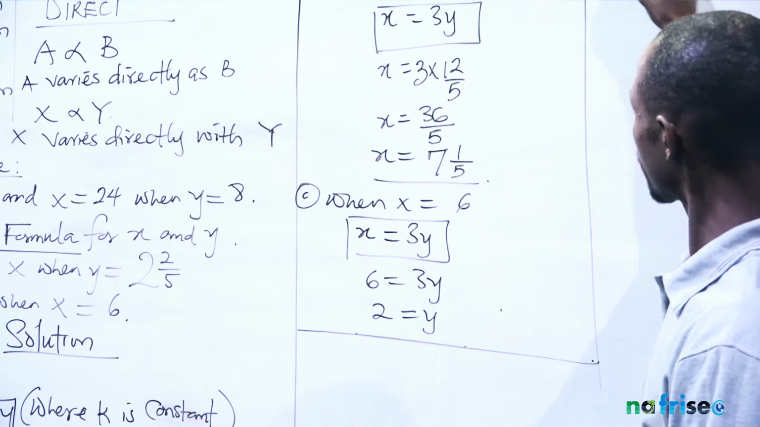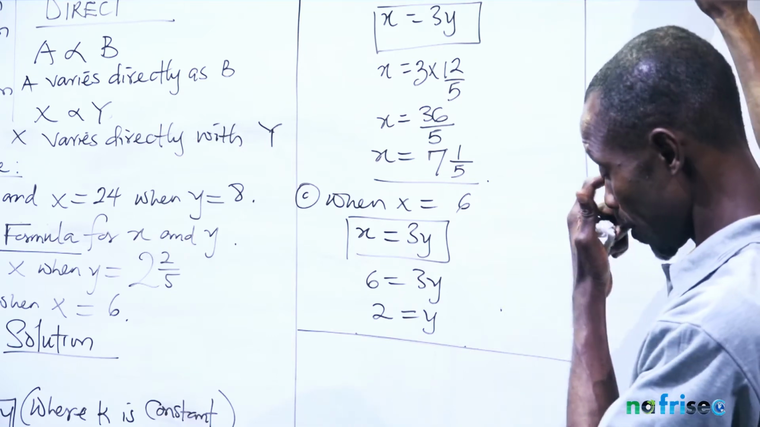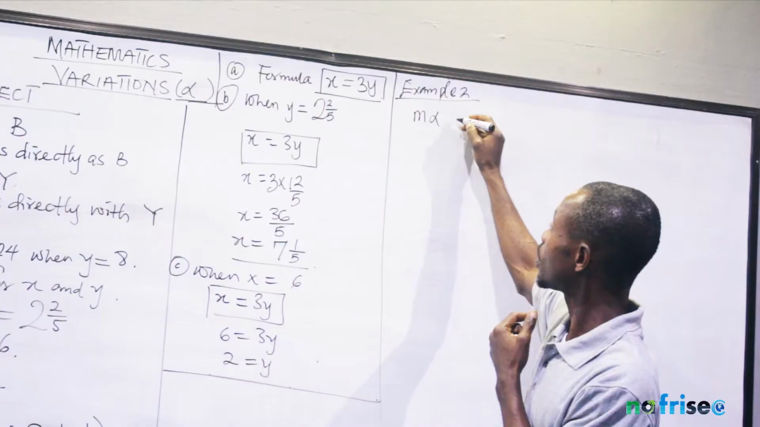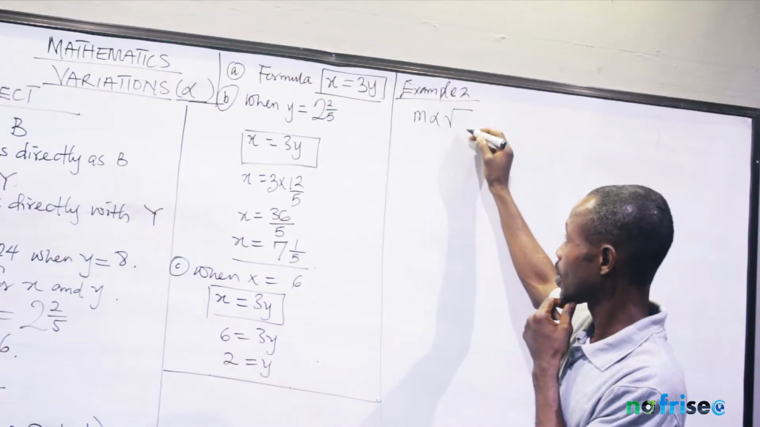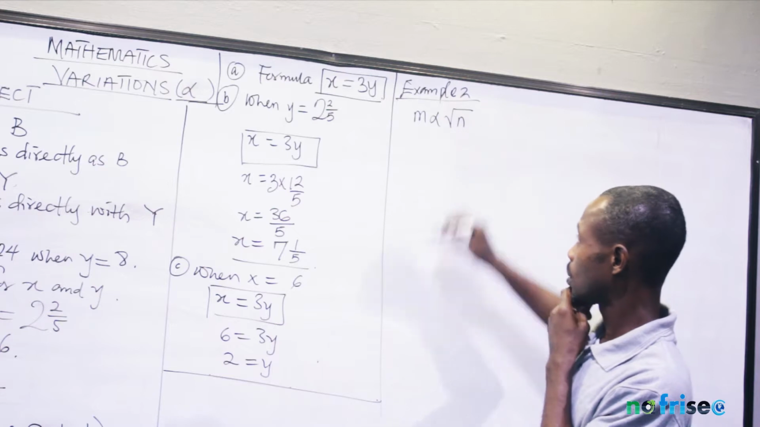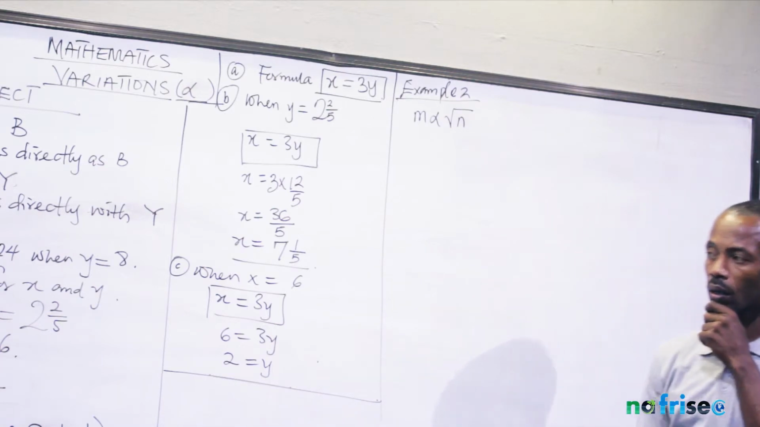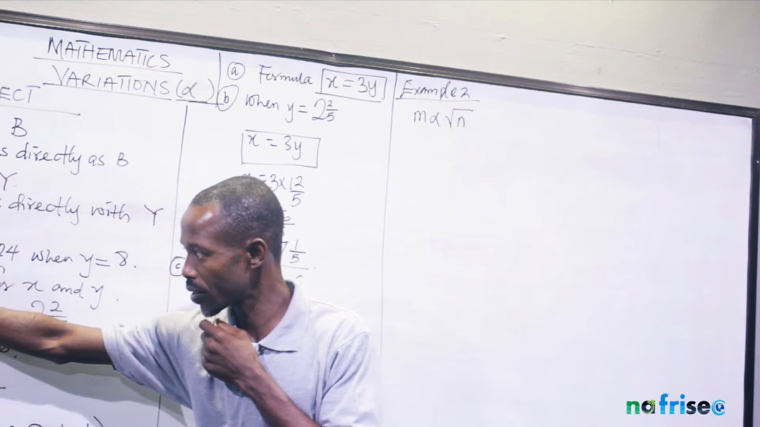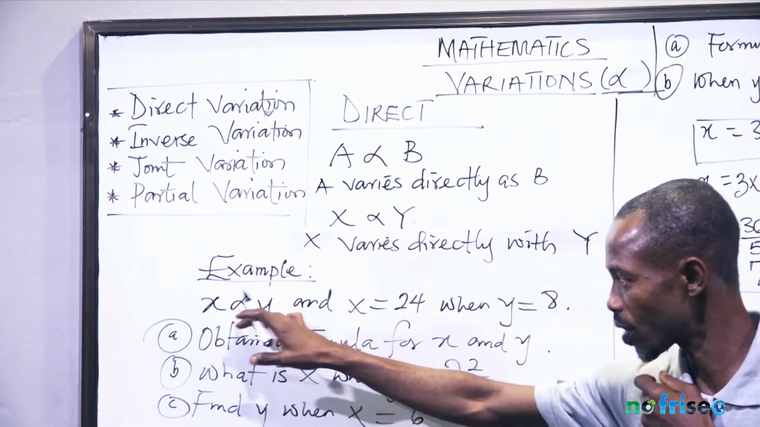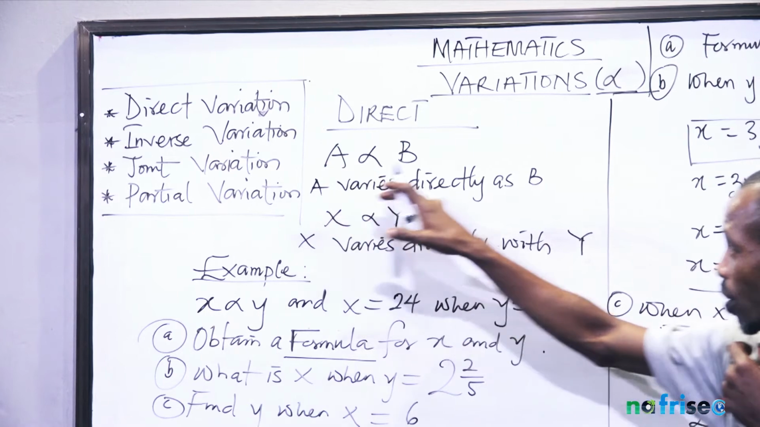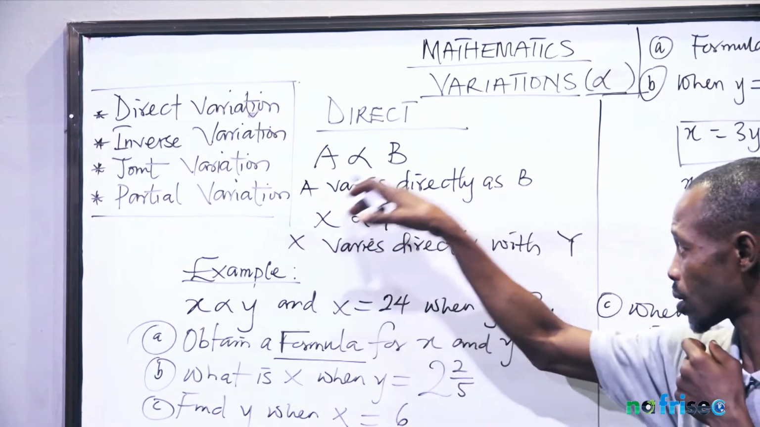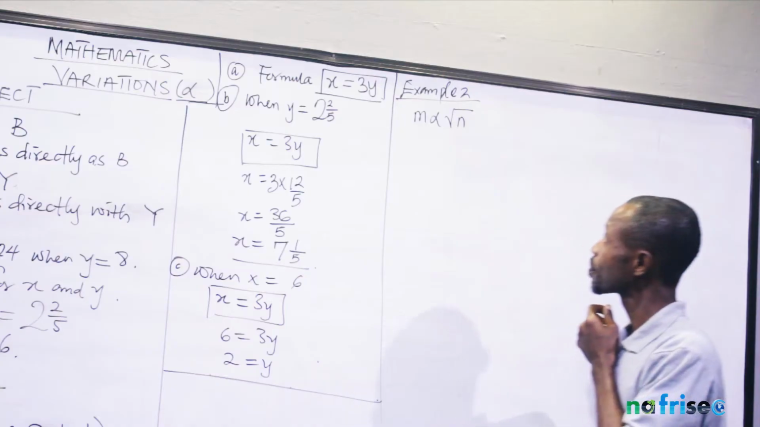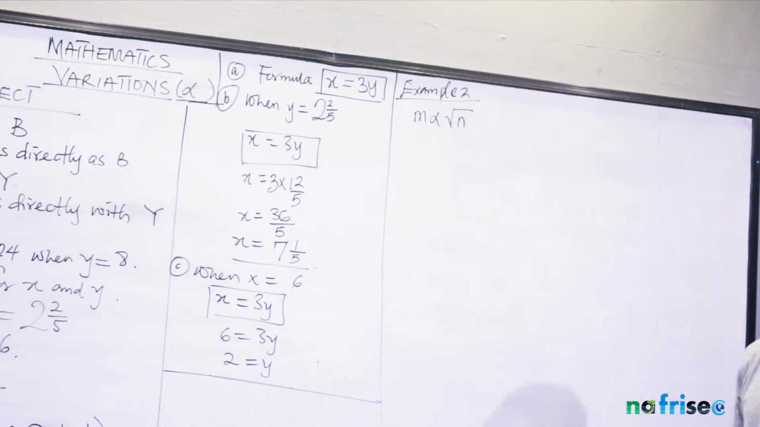They'll tell you, look at this. m varies directly as the square root of n. Okay. Look at it. Anytime you see this x alpha sign y, it means x varies directly as y. I told you from here, a varies directly as b, or you can say a varies directly with b. So m varies directly as the square root of n.